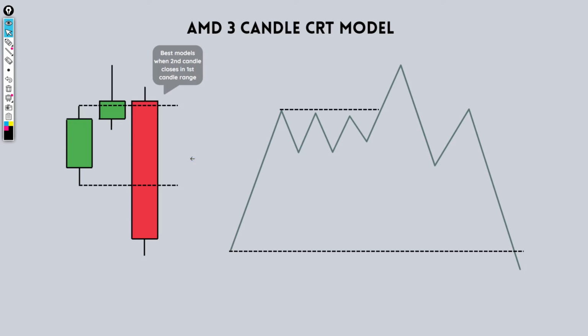Now, as I say, guys, the CRT model is also used with other models that are familiar to ICT, one being the turtle soup and the other being the AMD model. As I showed you in the beginning with the anatomy of the candle, the AMD model can form in an individual candle, but it can also form in three candles. So, same example of the evening star right here.